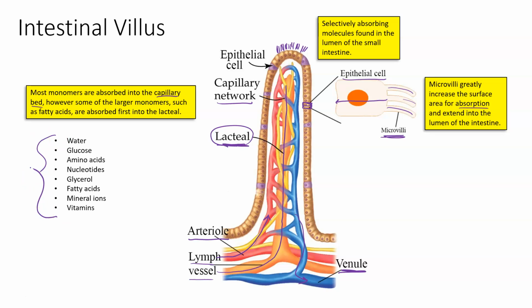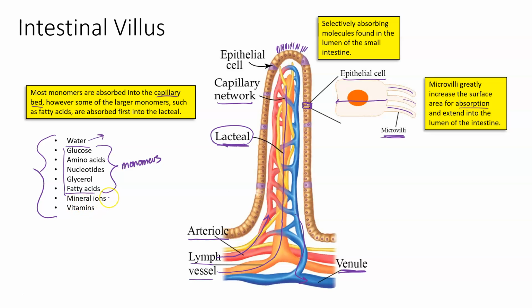Water is going to be absorbed, glucose, amino acids, nucleotides, glycerol, fatty acids, mineral ions, and vitamins. Glucose to fatty acids are all monomers that have been discussed in previous videos, right? In previous topics associated with this class, we have studied in depth this group of organic molecules. Water obviously is not an organic molecule, it's just H2O, but is definitely important when we talk about life.